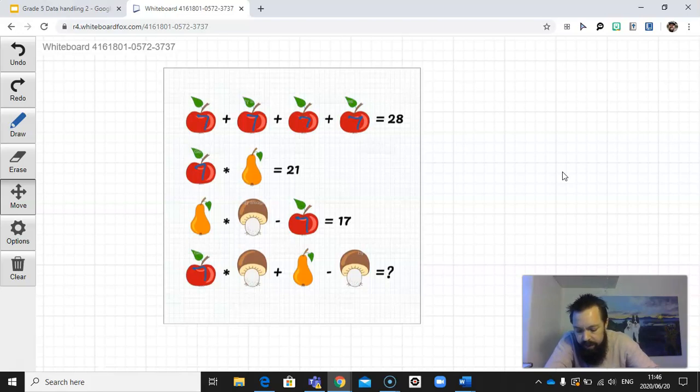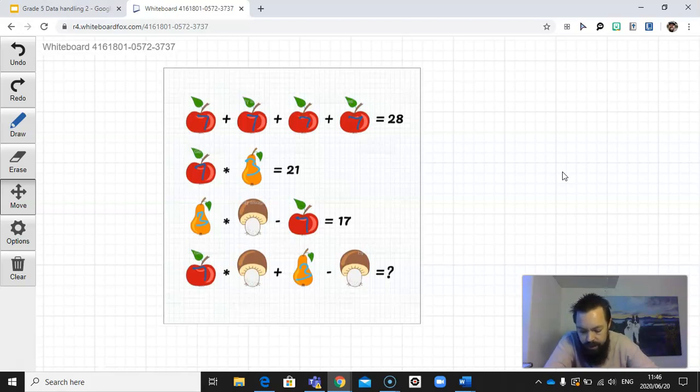That allows me to work out the next line, because I've got 7 times something is equal to 21. Another way of writing that is 7 times something is equal to 21. And you can figure out that that should be a 3. Now that I've got that, I can put 3 where all my pairs are. And there we go, that's done.